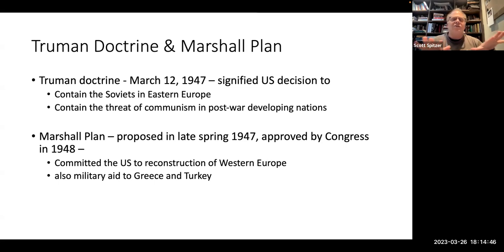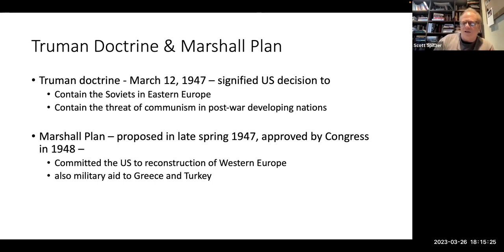Then President Truman is establishing the fact that the United States is the world leader after World War II. The United States is going to be engaged in an effort through the Truman Doctrine to fight a Cold War against communism and contain communism everywhere in Eastern Europe, in every post-war developing country, to keep communism out, and also to rebuild Western Europe. And that includes military aid to Greece and Turkey.